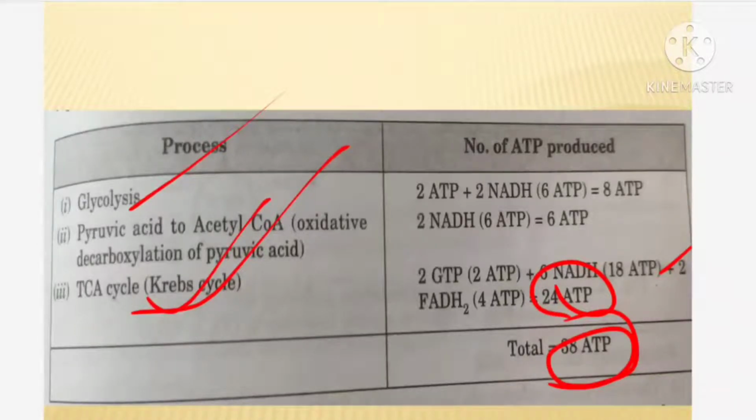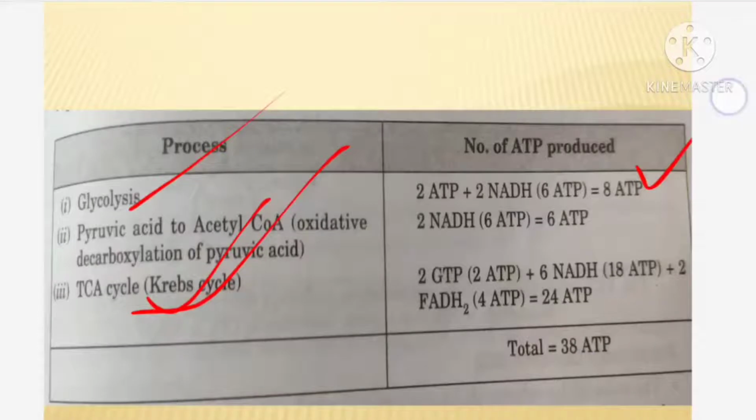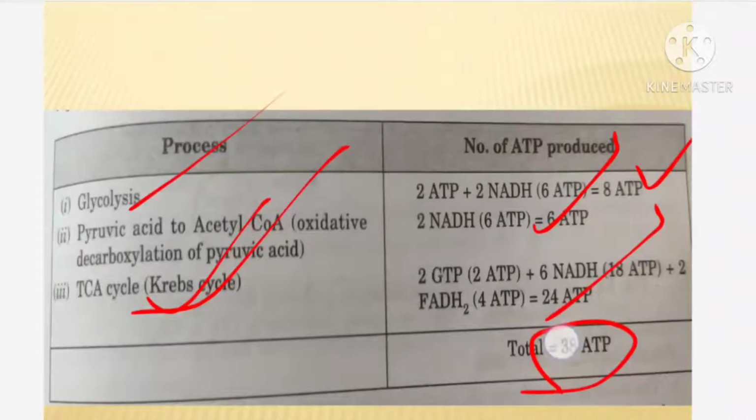Adenosine triphosphate, which is the energy currency of the cell, isn't it? In aerobic respiration, the number of ATP generated is 38. How is it generated? I told you. In glycolysis I am getting 8, in oxidative decarboxylation I am getting 6, and in the Krebs cycle the highest, 24. Altogether it sums up to 38 ATP molecules. So, during aerobic respiration the glucose is broken down to release how much ATP? 38 molecules of ATP are produced.